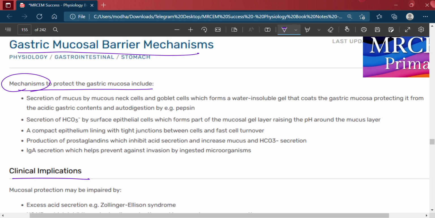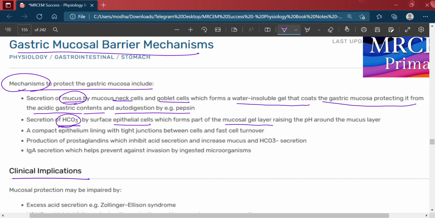So the mechanisms: secretion of mucus by the mucous neck cells and goblet cells, which form a water insoluble gel that coats the gastric mucosa, protecting it from the acidic gastric content and autodigestion by pepsin. Secretion of bicarbonate by surface epithelial cells, which form part of the mucosal gel layer, raising the pH around the mucus layer.